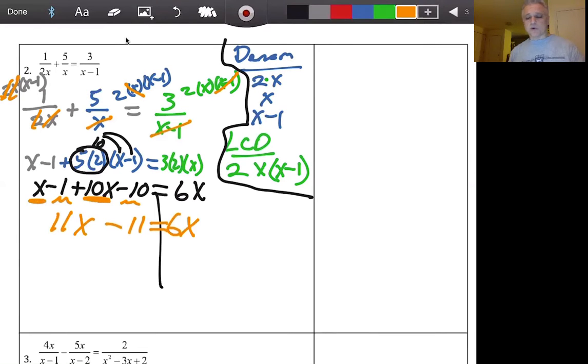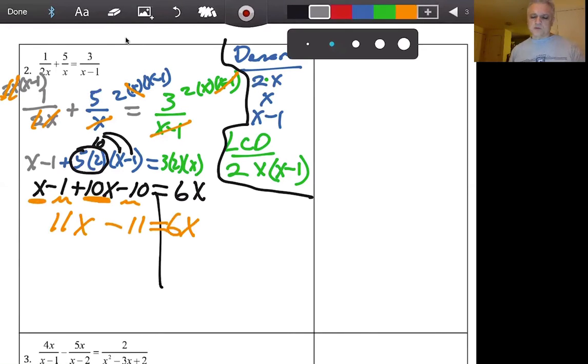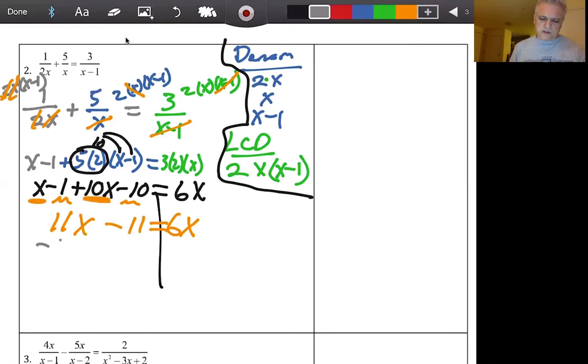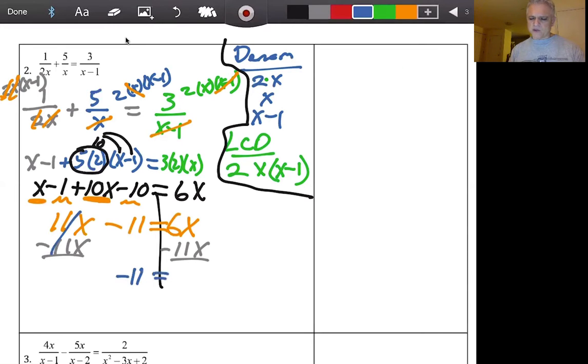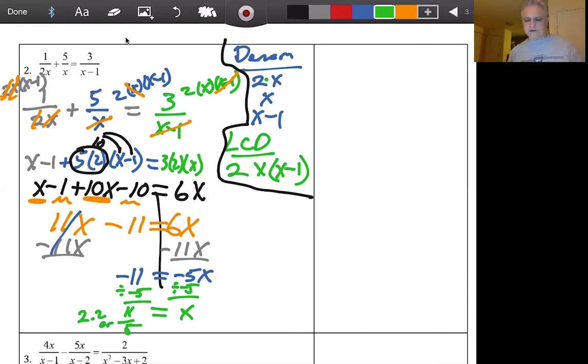Okay, do this a couple of ways. I'm going to do what probably few of you would do, and that is subtract 11x. I don't worry about the negatives. So I got negative 11 equals 6x minus 11x is negative 5x. Now I'm going to divide both sides. Negative 5 divided by negative 5, so I get x. Negative divided by negative is positive. I got positive 11/5. If you want to make that a decimal, 2.2 or 11/5.